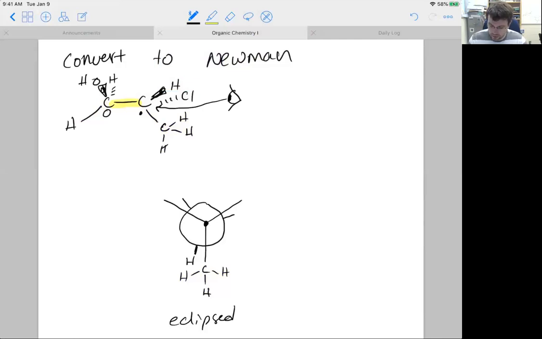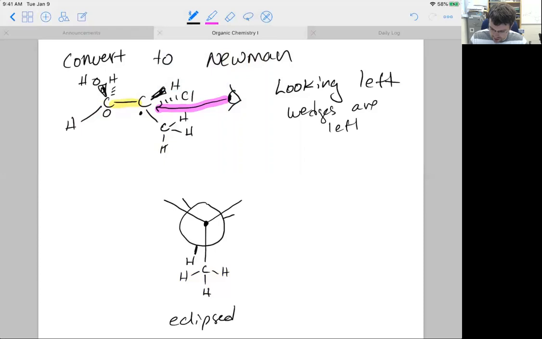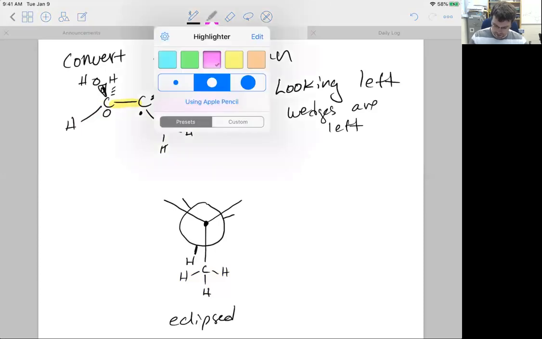So now we need to fill in the blanks. We have 4 blanks left, and to do that, we need to remember our rule. If we're looking left, our wedges are on the left, and if we're looking right, our wedges are on the right. So if you look here, we are looking left. The arrow from our eye is moving from right to left. So what that means is that wedges are left.